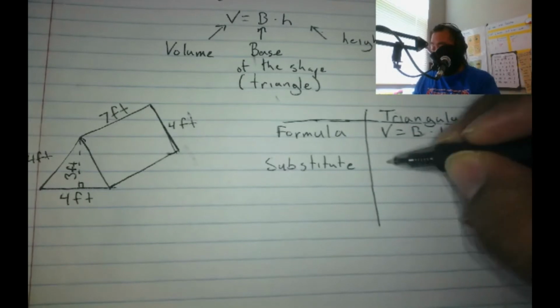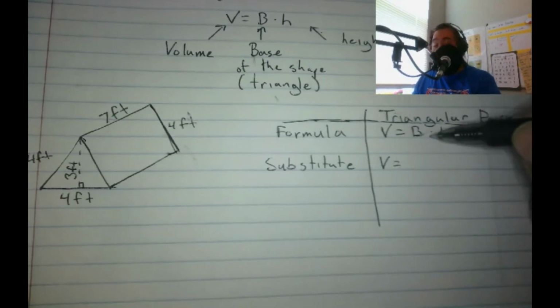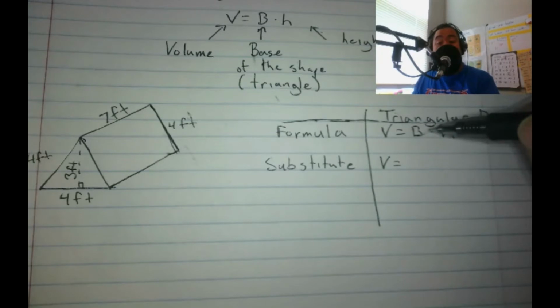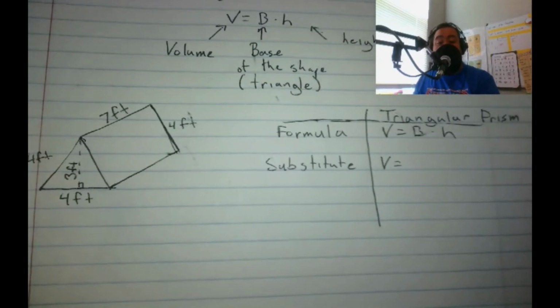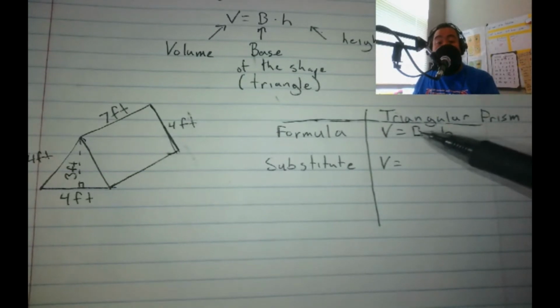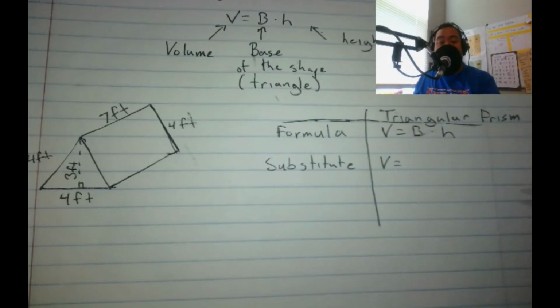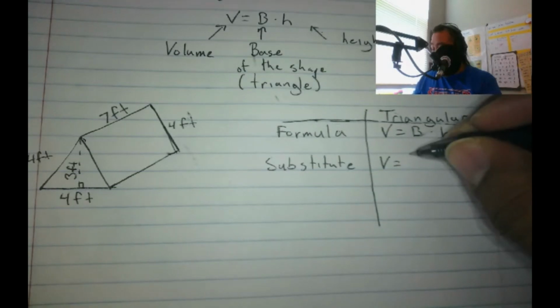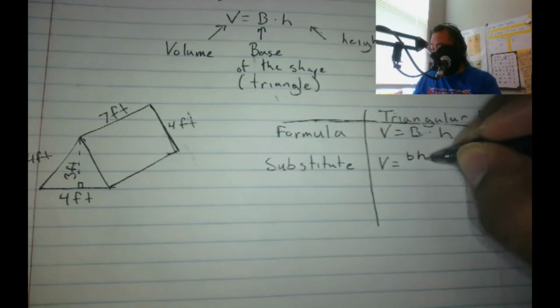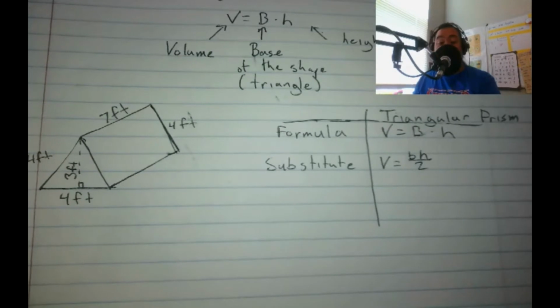So I'm still looking for the letter V. My big B, now this is the area of my base. This is called a triangular prism, so I know my base is going to be a triangle. So I have to look back at my formula charts and remember the formula for finding the area of my base, in this case, the area of a triangle. So the formula that we are going to use today is base times height, and then we divide that all by 2.